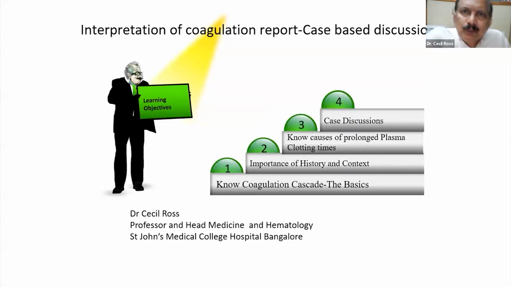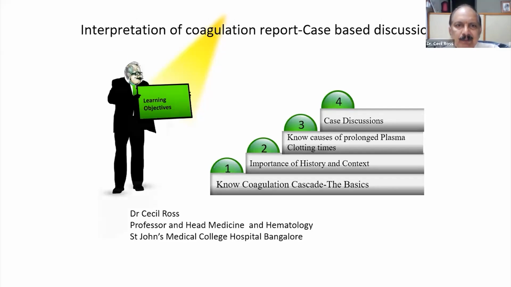So what we are talking today is interpretation of coagulation report, case-based discussion. I will start with a bit of the coagulation cascade, the basics, easy to understand. Then the importance of history and the context in which the report has to be interpreted. You have to know the cause of prolonged various plasma clotting times, and then we'll talk about case discussions. The total duration will be about 40-45 minutes, and 15 minutes we can keep for discussions or whatever questions are there.